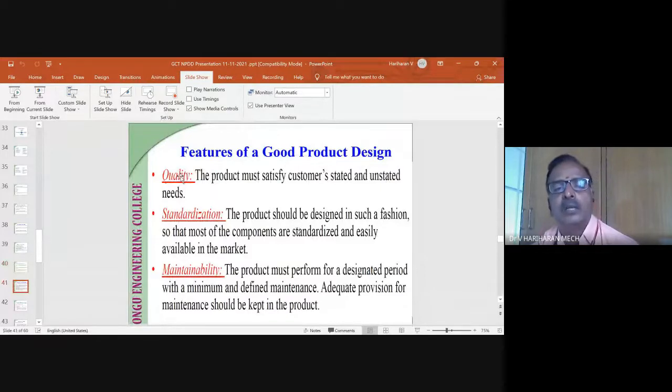Then another thing is quality, standardization, and maintainability. This is also very important. Quality means the customer should be satisfied with what you supply, the product. Then standardization: if anything goes wrong and you have used a standard component in your design, then replacement of the component is very easy at the time of service. So standardization is very important. Maintainability: the maintenance of the component should be at very minimum cost, or it should be very easy. In that way only you can do the product. So these are another three different features of your good product design.